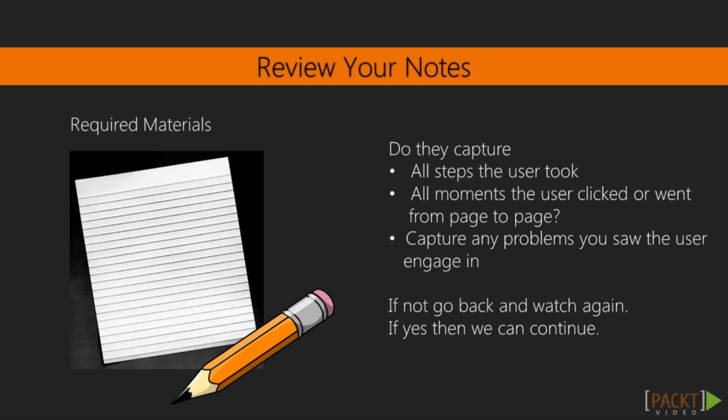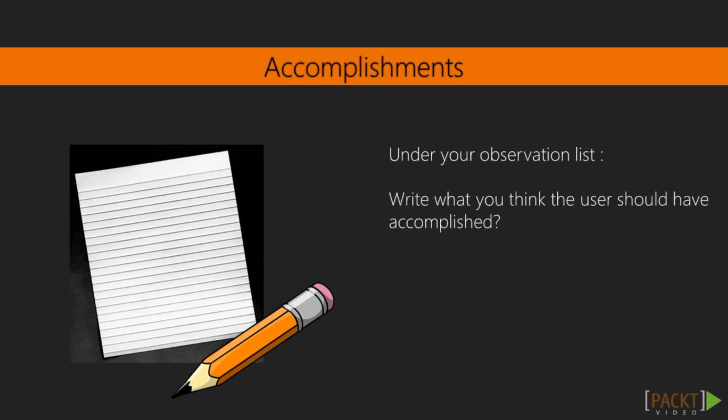And we're going to take a deeper dive into what they mean and how to map them out. Now that you've finished observing, write down what you think the user should have accomplished during their time on the website. Was there anything you observed that felt problematic or confusing? Take a look at your observation list. Was there any point during the interaction that you thought the user should have completed but didn't?